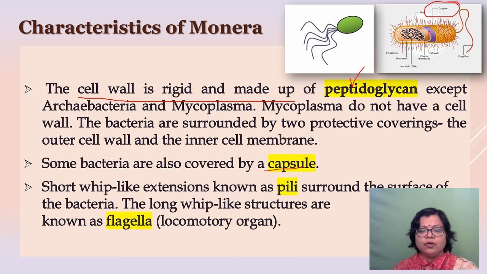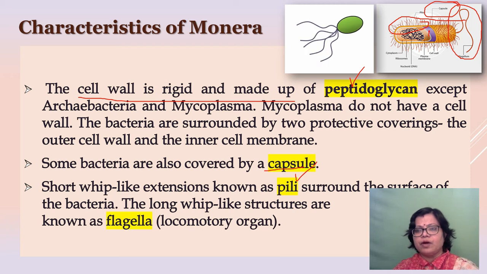Short whip-like extensions, pili, surround the surface of the bacteria, which helps in conjugation. And the locomotory organ is the flagella, which may be one in number or more in number, may be present at one end or throughout its surface or on both sides. It is the locomotory organ, a long whip-like extension.